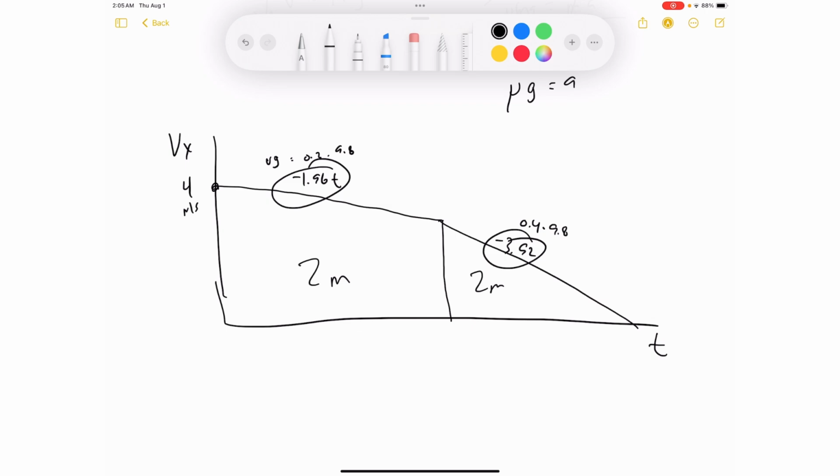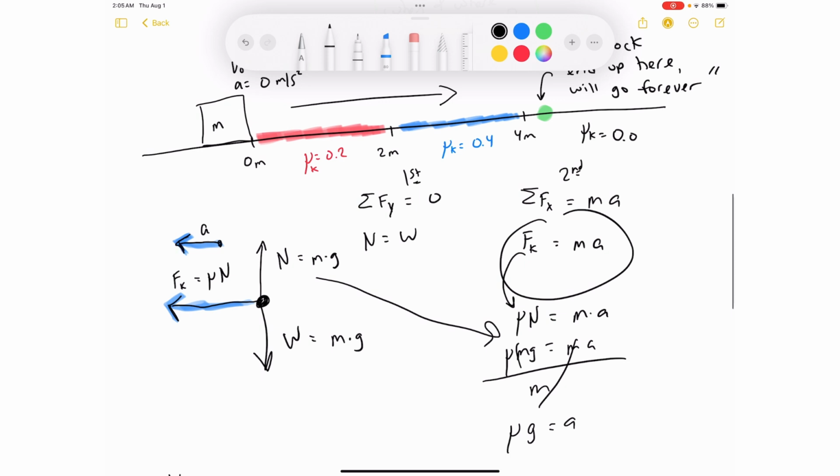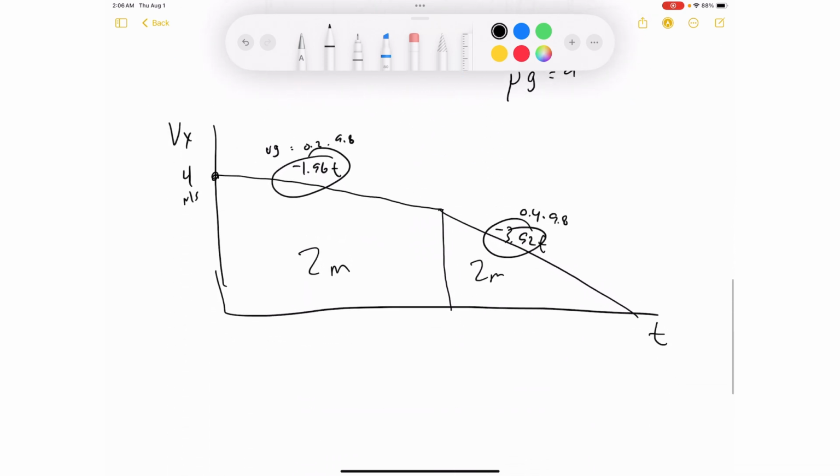And now the reason it's negative, because you can see here, that's a negative slope, and that's acceleration. Why is acceleration negative? Because up here you can see the acceleration is negative. It's pointing left. And our positive direction is pointing to the right. So that's why it's negative, okay?